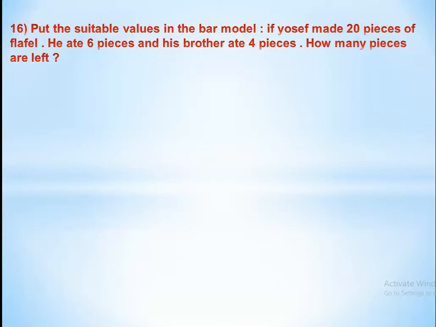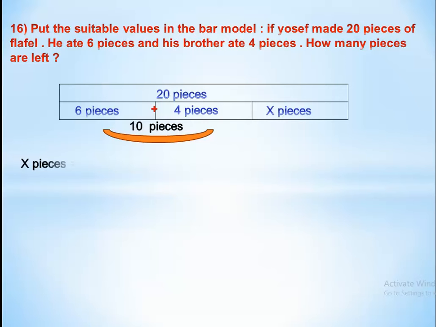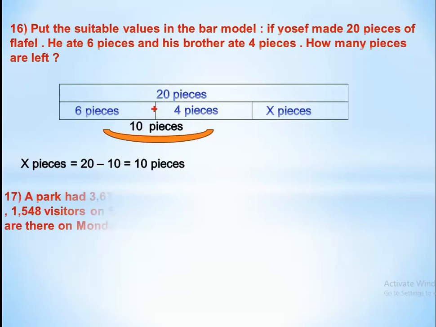If Yusuf made 20 pieces of falafel, he ate 6 pieces and his brother ate 4 pieces. How many pieces are left? We will draw the bar model, and we have 20 pieces as total. Then the parts will be 6 and 4 and the remainder x. So we will add 6 plus 4 equal 10. So 20 minus 10 equal 10 pieces.